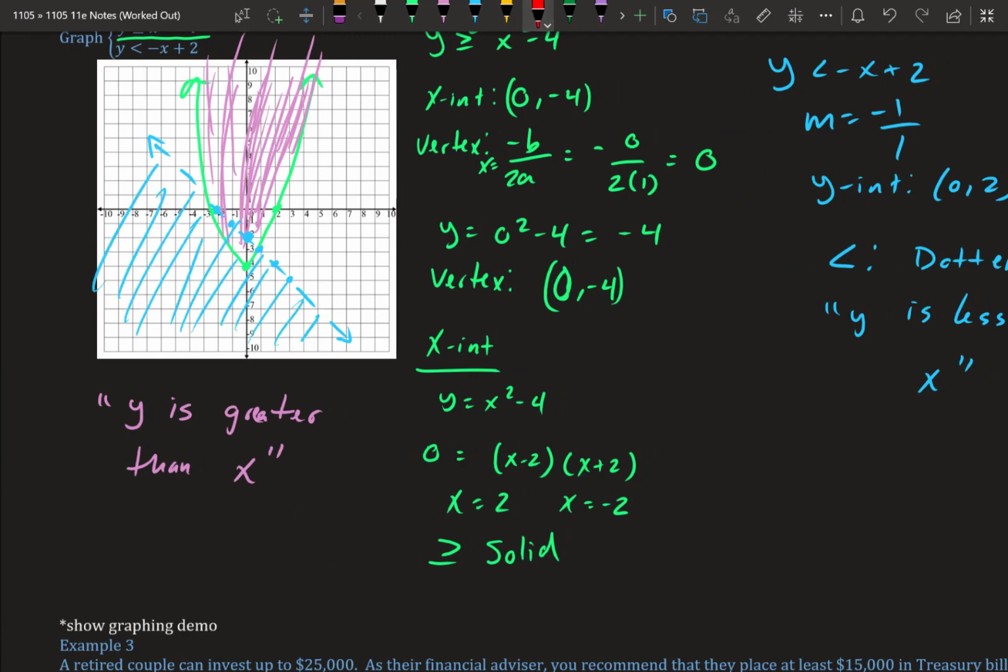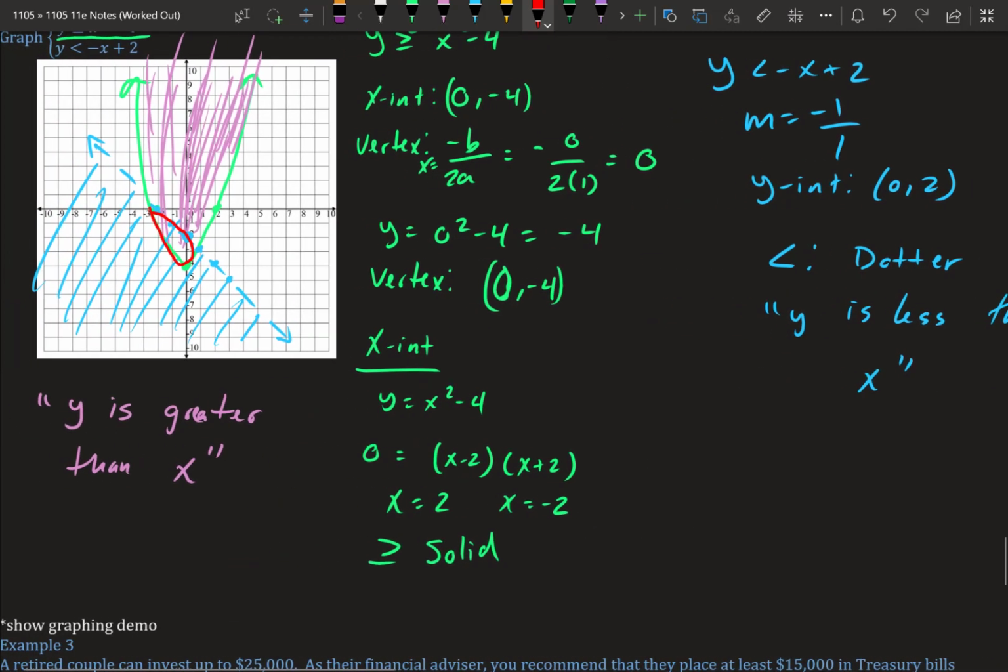You see this little area right here where the blue and the purple meet? That's the solution. Why'd I do -2? I'm glad I caught that.